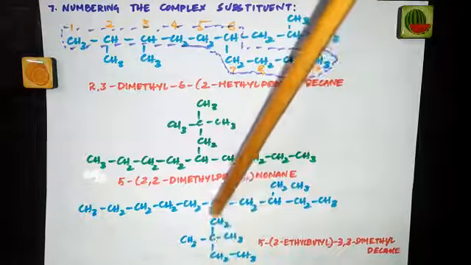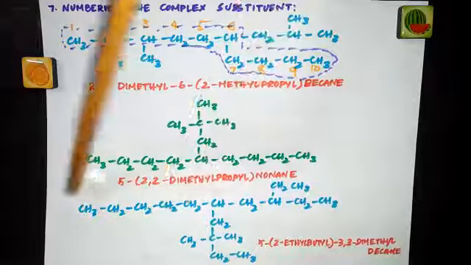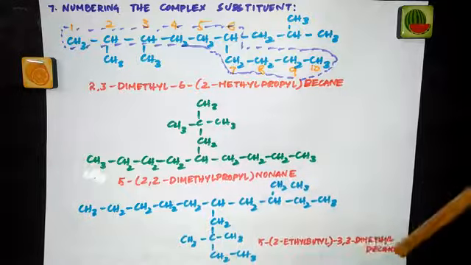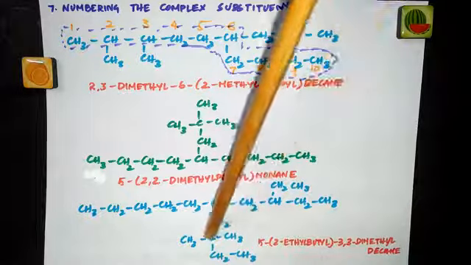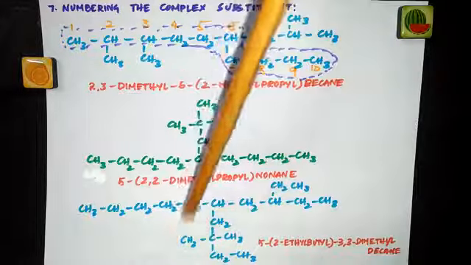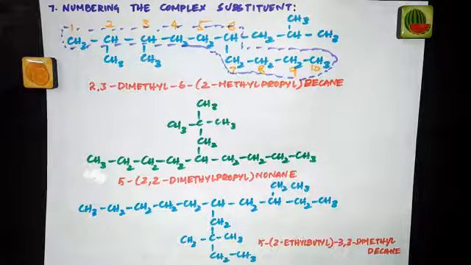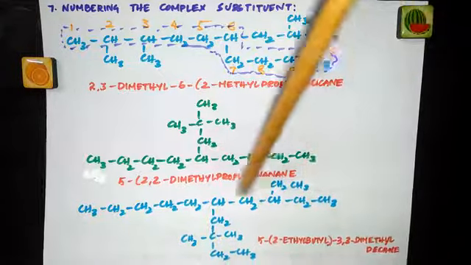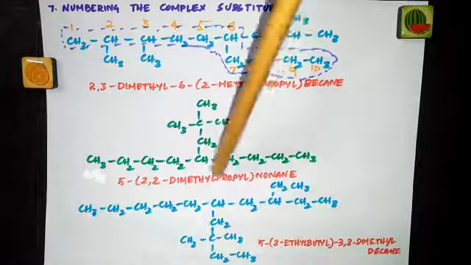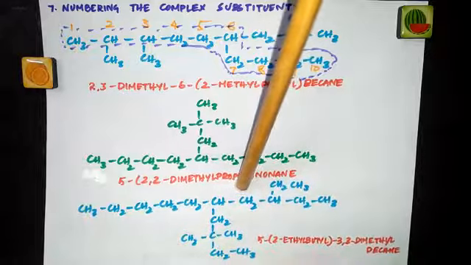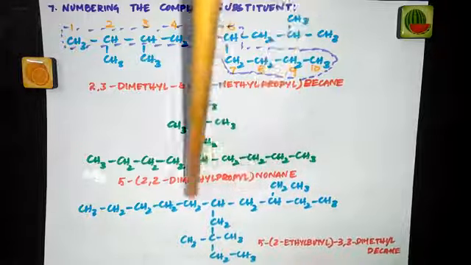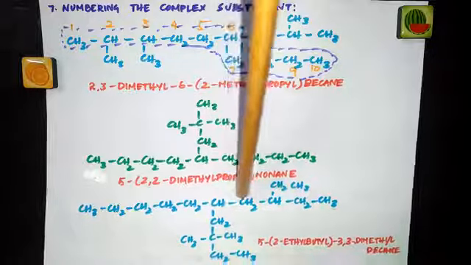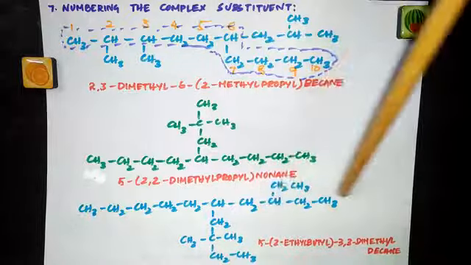1, 2, 3, 4, 5, 6, 7, 8, 9, 10, decane. In the third position, I have 2 methyl groups. So what should I say? 3,3-dimethyl. Keep it as such. We have not yet decided. Now we have to name the complex part. This is the complex part. I told you, you have to start one from that carbon of the substituent which is attached to the parent chain. So this carbon is attached to the parent chain. So you are starting the numbering from here. So you have to choose the longest chain.